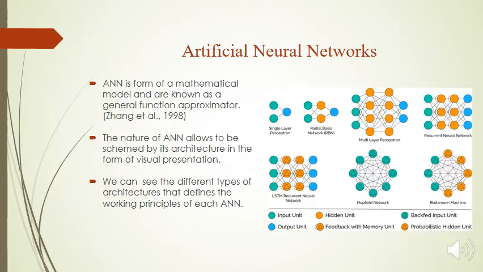ANN is a form of mathematical model and is known as a general function approximator, by Zhang et al. 1998. The nature of ANN allows it to be schemed by its architecture in the form of visual presentation. We can see the different types of architectures that define the working principles of each artificial neural network, such as single-layer perceptron, radial basis network, multi-layer perceptron, recurrent neural networks, LSTM recurrent neural networks, Hopfield network, Boltzmann machines, and such.